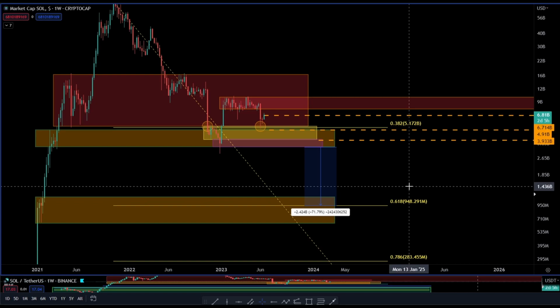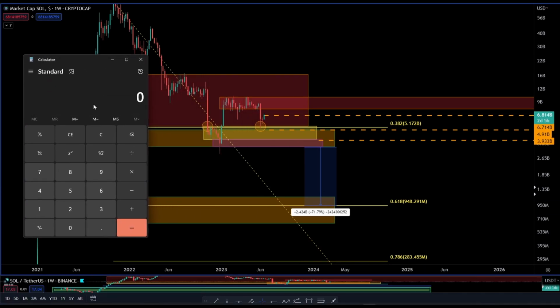So if we do a rough calculation and we take 948 million market cap here and we divide it by, let's say another 40 million gets introduced into the market, so 440 million tokens in circulating supply, it gives us about 2.13. Okay, let's do another calculation. So 948.291 million, let's be more accurate, divided by an additional 20 million introduced into the circulating supply. So that gives us 420 million. We have a price of 2.25.